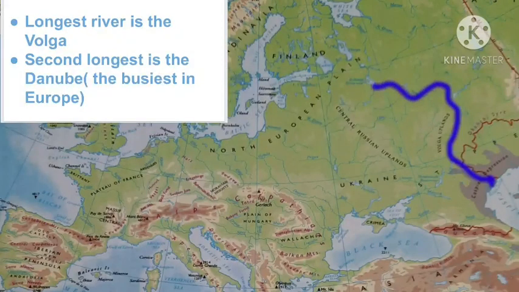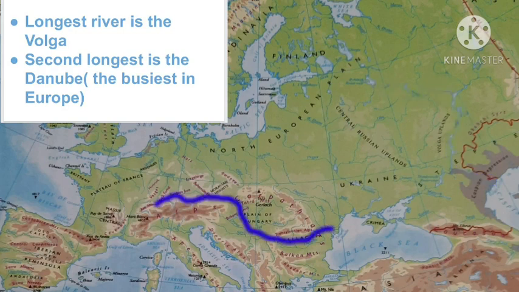Do you know which is the longest river in Europe? It is the river Volga, which flows through the country of Russia. And the second longest river is the Danube, the busiest river, which is the second longest river in Europe.